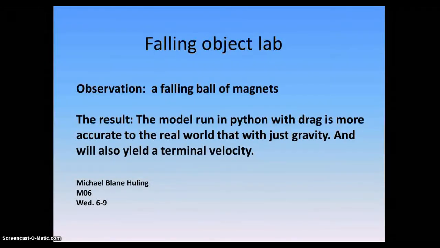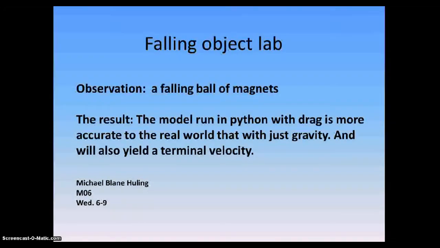My observation was a falling ball of neodymium magnets, and the result I found was that the model in Python run with drag was more accurate to the real world than just that one run with gravity, and that the model with drag will also yield a terminal velocity.